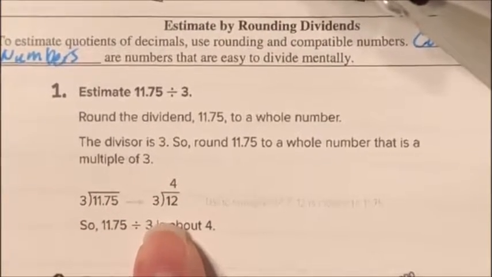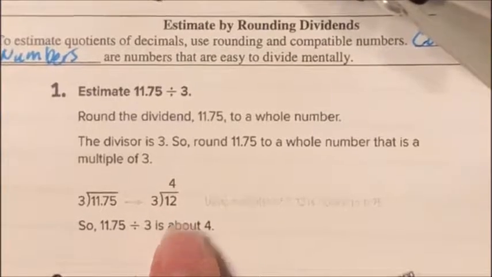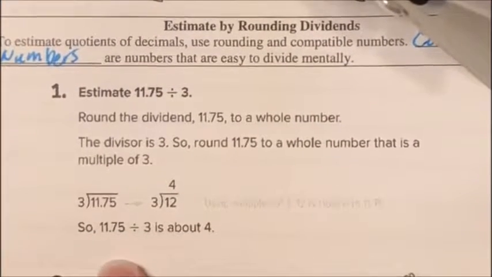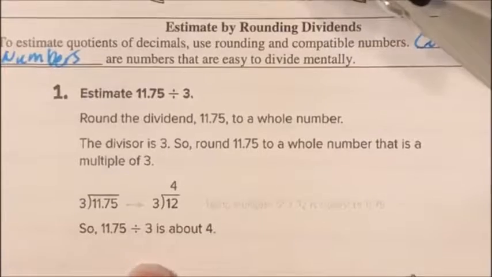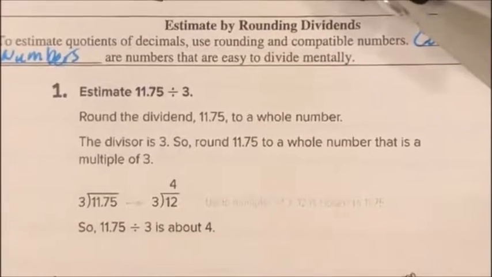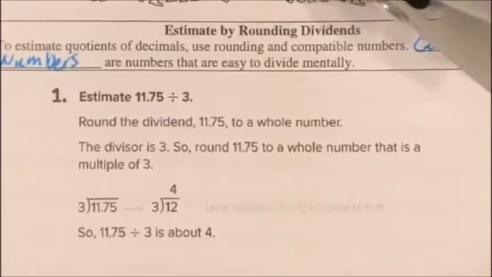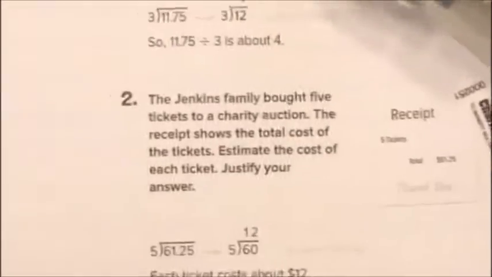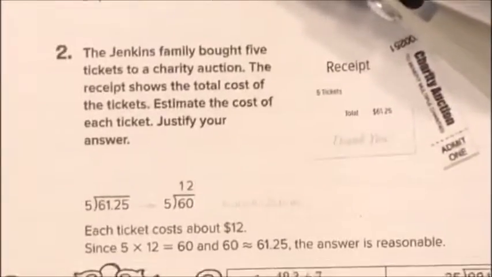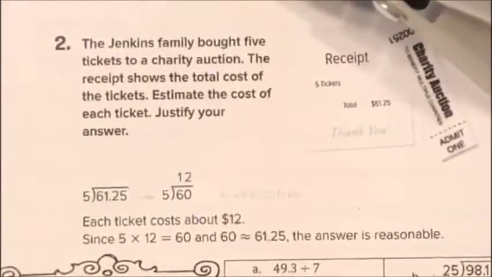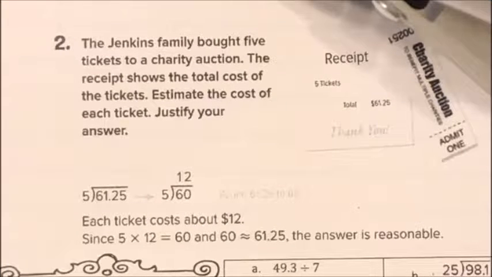Okay, so then I'm going to divide. 12 divided by 3 gives me 4. So 11.75 divided by 3 is about 4. Okay. So example number 2 says the Jenkins family bought 5 tickets to a charity auction. The receipt shows the total cost of the tickets. Estimate the cost of each ticket, justify your answer.